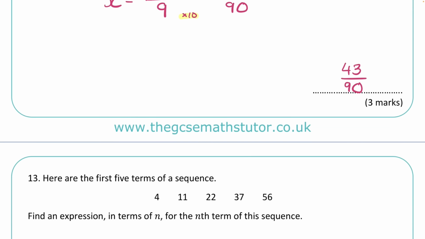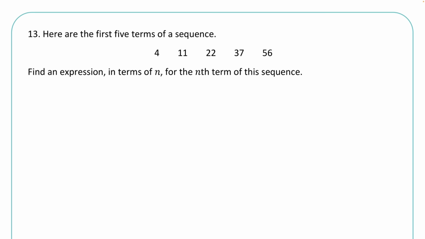Okay, let's have a look at question 13. Okay, so looking at the first 5 terms of a sequence, and it says to find an expression in terms of n for the nth term of the sequence. Now I always like to rewrite the sequence so I can have a look at the difference between them. So we want to find the first differences to check to see whether this is a linear or a quadratic sequence. Of course, by looking at it, you can probably see this is a quadratic sequence.